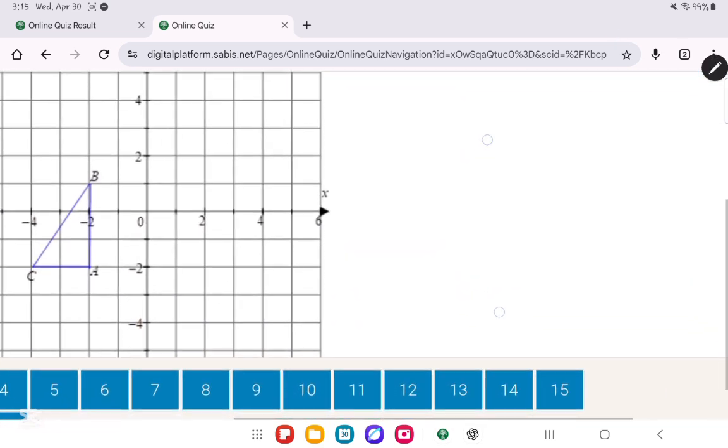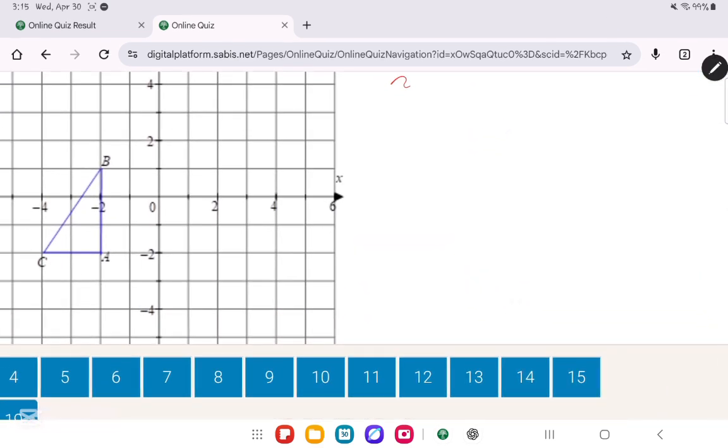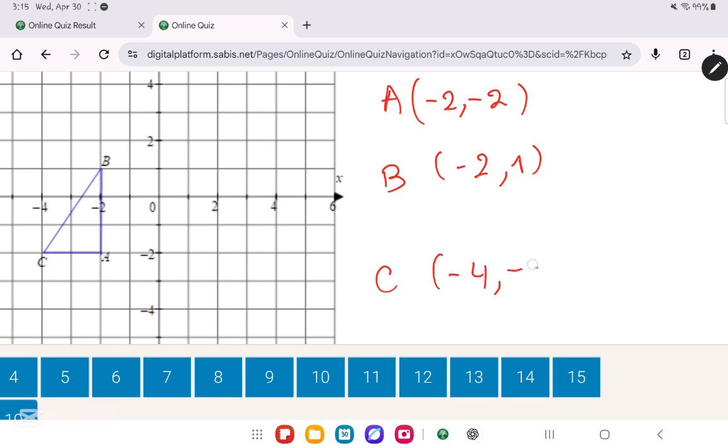Now the first thing we're going to do is choose all of the points of A, B, and C. A's point is (-2, -2). B's point is (-2, 1). And finally, C's point is (-4, -2). So A is (-2, -2), B is (-2, 1), and C is (-4, -2).